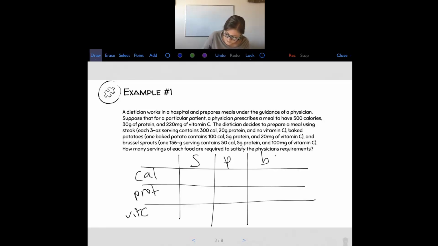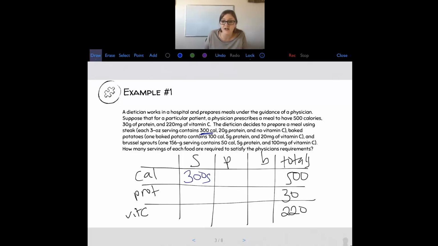And then we also have some totals, or what things are supposed to be equal to. So the calorie goal is 500 calories, the protein goal is 30 grams of protein, and the vitamin C goal is 220 milligrams of vitamin C. So what we use are the serving amounts, the nutritional amounts given to us in the problem to fill in the boxes. So steak, 1 serving contains 300 calories, so we'll put that in our calories for steak, 300S. Okay. So if we had a full serving, S is 1, that would be 300 calories. Or if S is 1/2, it would be 150 calories.